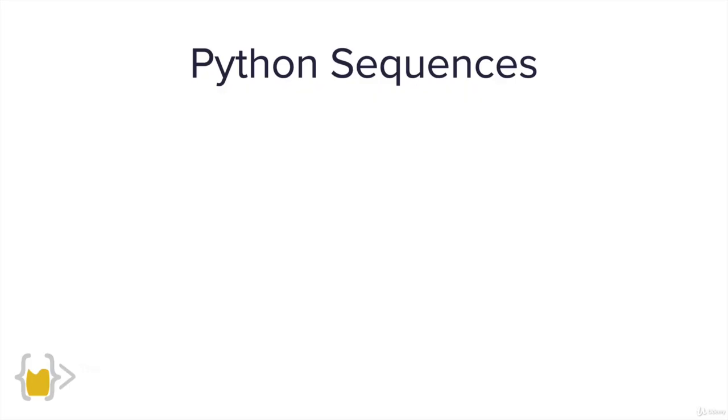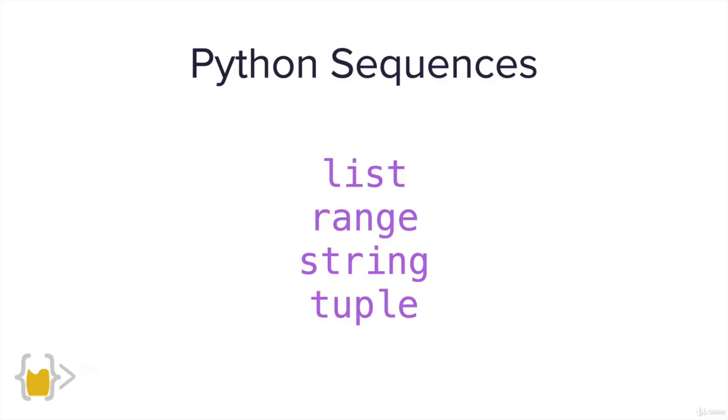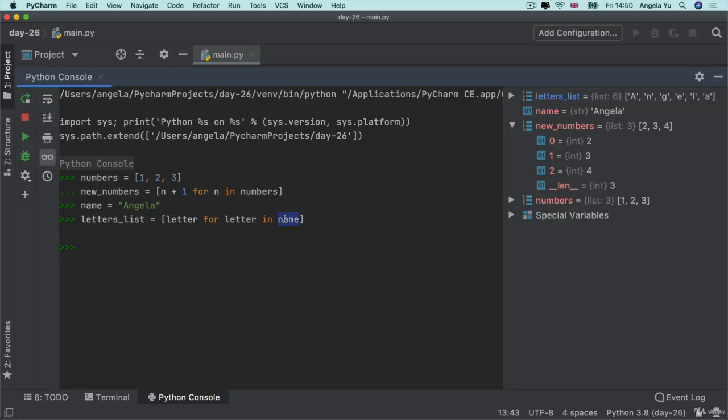As I mentioned, these things in Python, like a list or a string or a range or tuple, they're called sequences because they have a specific order. And when you perform a list comprehension, it's going to take that sequence and go through it in order, be it the letters in the string or the items in a list, and then it's going to take each of those items in that correct order and then do something with it, either add one to it or in this case do nothing and just add it to a new list.